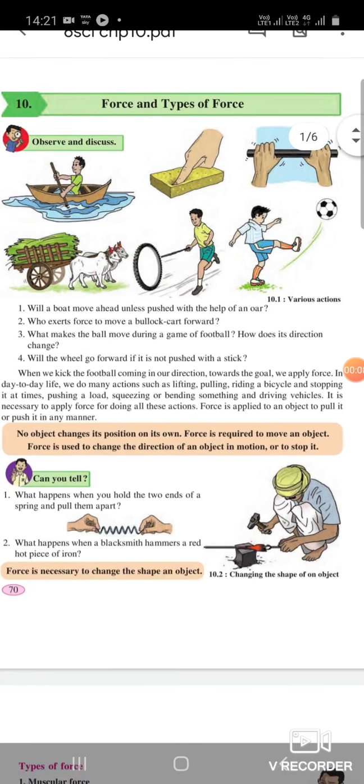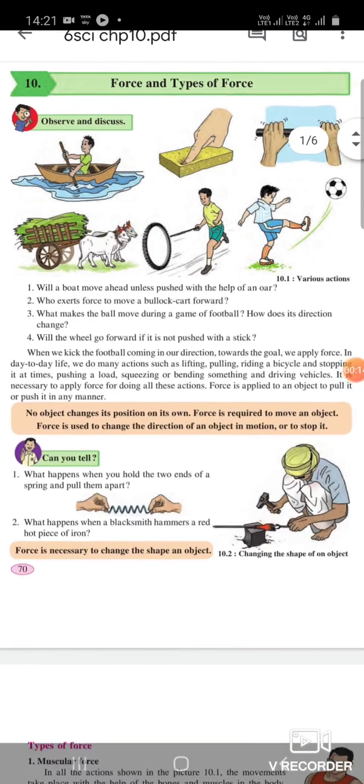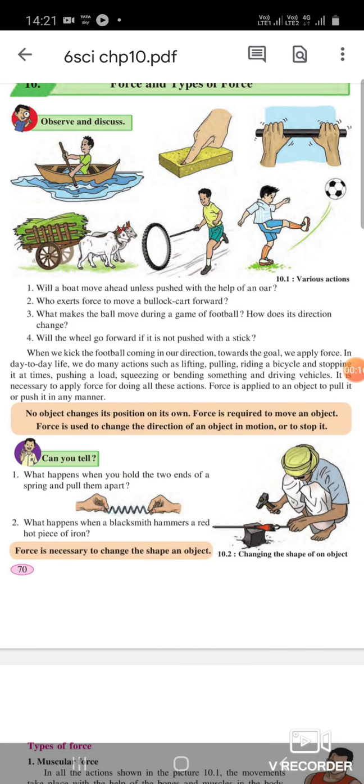Observe and discuss. First, will a boat move ahead unless pushed with the help of an oar? Second, who exerts force to move a bullock cart forward? Third, what makes the ball move during a game of football? How does its direction change? Fourth, will the wheel go forward if it is not pushed with a stick?